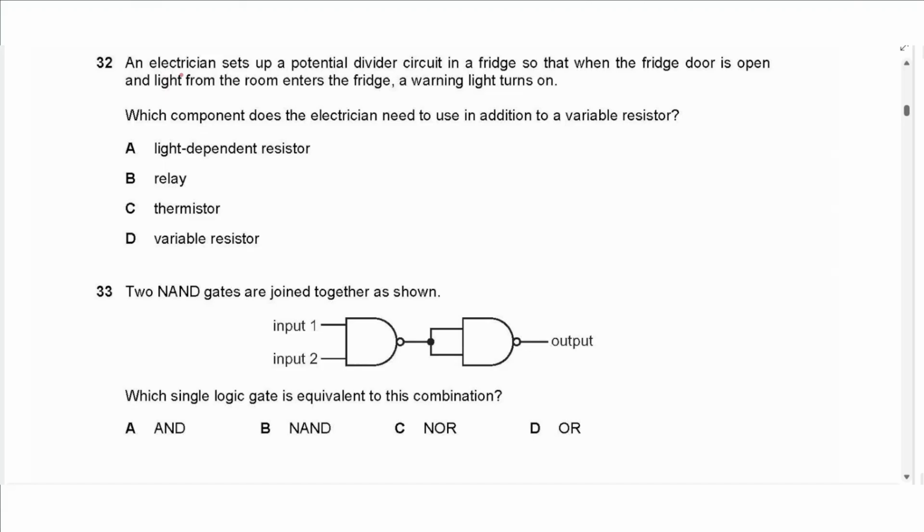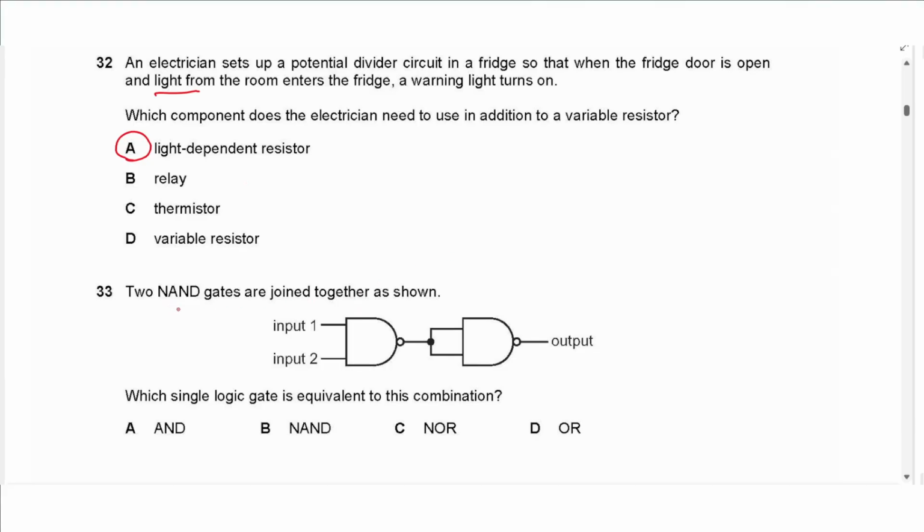Question 32 says an electrician sets up a potential divider circuit in a fridge so that when the fridge door is open and light from the room enters the fridge, a warning light turns on. Which component does the electrician need to use in addition to a variable resistor? So for light entering and detecting light, we need a light dependent resistor. So the answer is A.